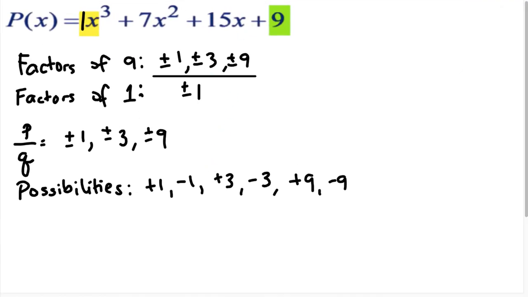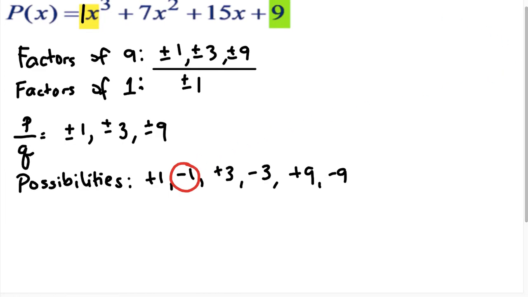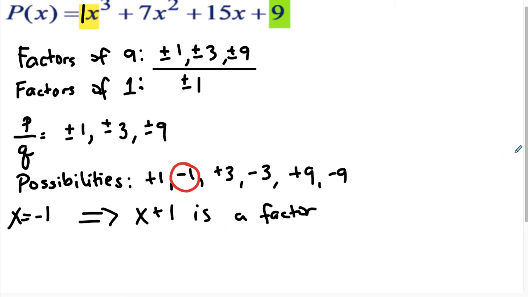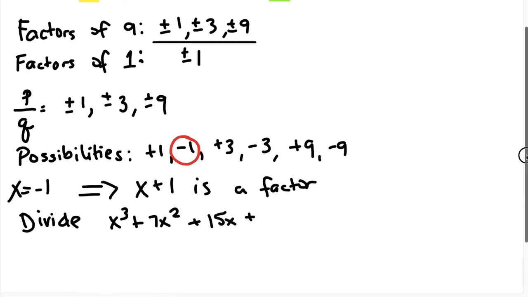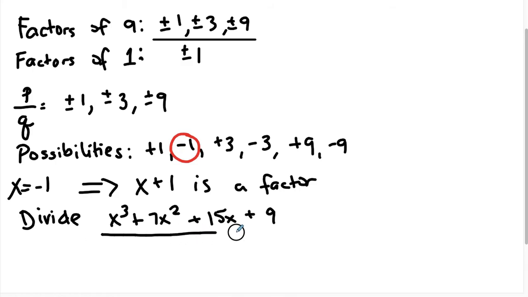If we know that negative 1 is one of our solutions, then we can synthetically divide. We know for sure that x equals negative 1. That leads us, by the factor theorem, to x plus 1 being a factor. Because that's a factor, we can divide and get no remainder. So we can divide x cubed plus 7x squared plus 15x plus 9 by x plus 1 and find out what our quotient is.